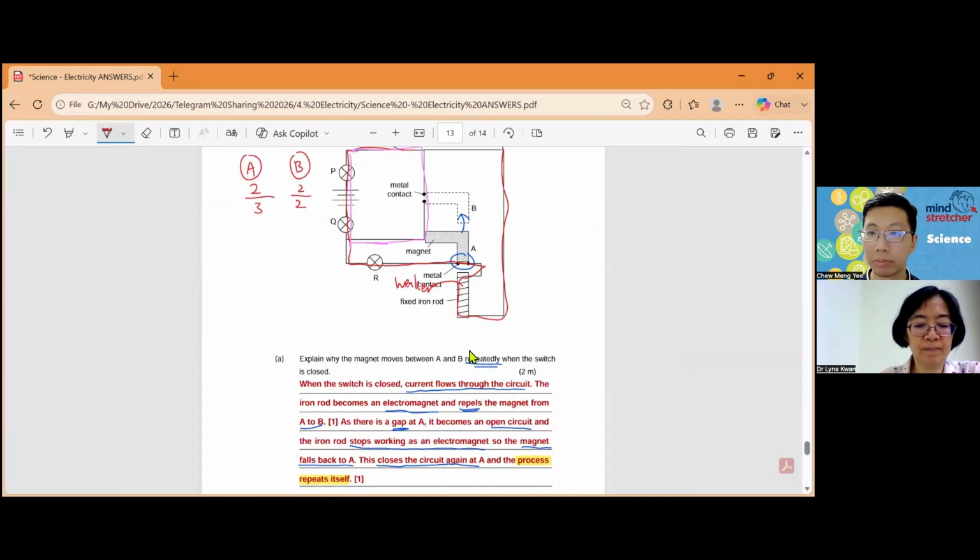Why does the rate of repulsion decrease? It decreases because the battery is weaker now. So things will be weaker and slow down. I think a lot of the answers for question A are all here.